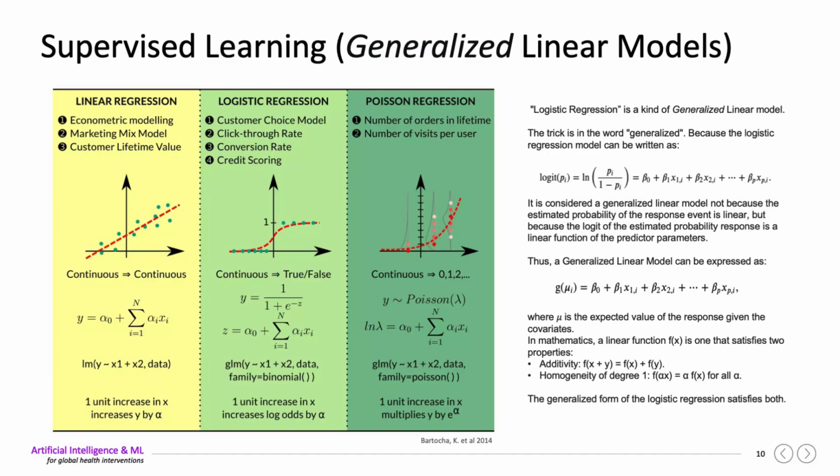In Poisson regression, instead of modeling continuous outcomes or probabilities, we predict counts of events, number of hospital visits per year. Here, the model uses the log link function, so predictions are always non-negative integers, consistent with real counts.